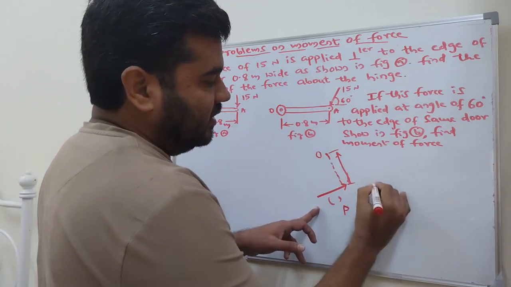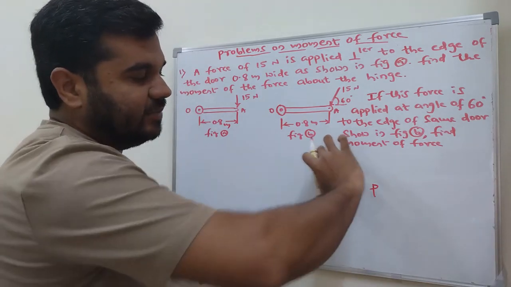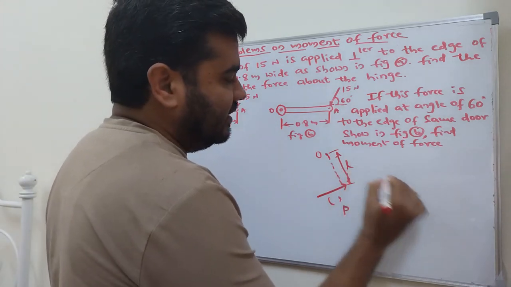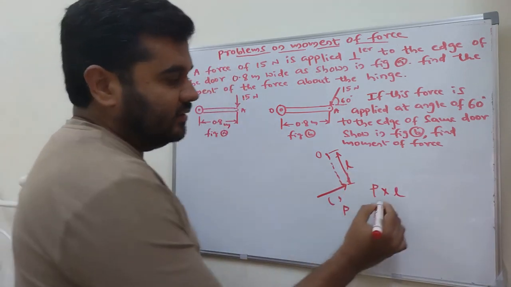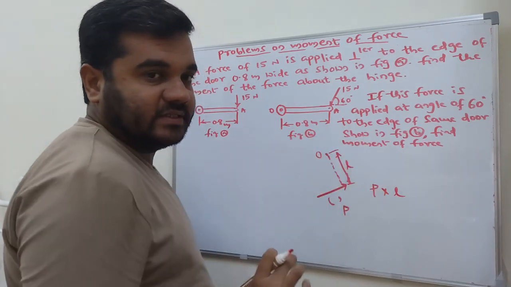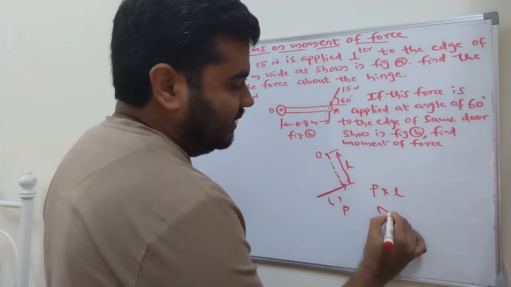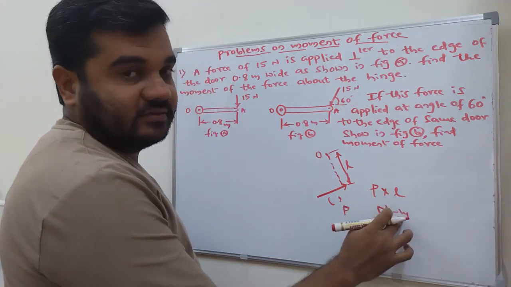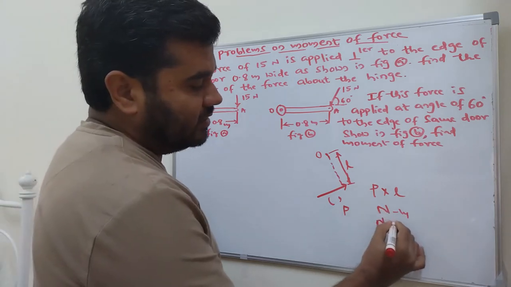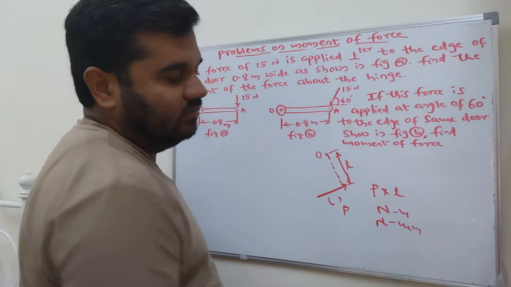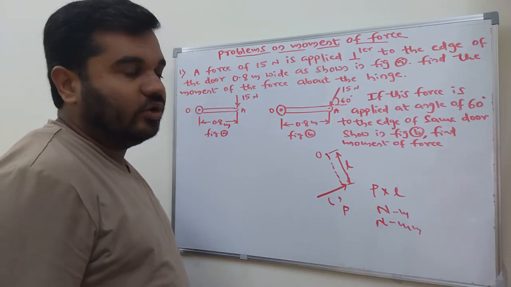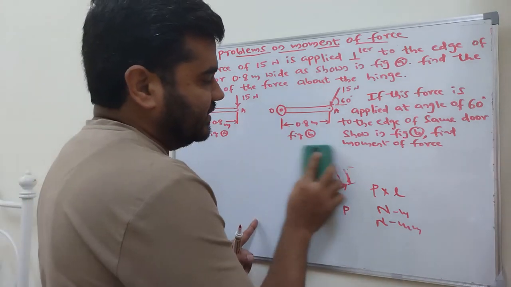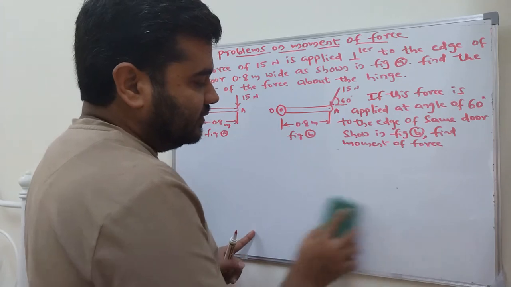Suppose P is the magnitude of force, and its perpendicular distance about where the moment is required is L. That is, P into L, force into perpendicular distance. Its unit is Newton meter, because the unit of force is Newton and the unit of length is meter. Newton meter, or Newton mm, or kilonewton mm, kilonewton meter. It's totally the product of force into perpendicular distance.